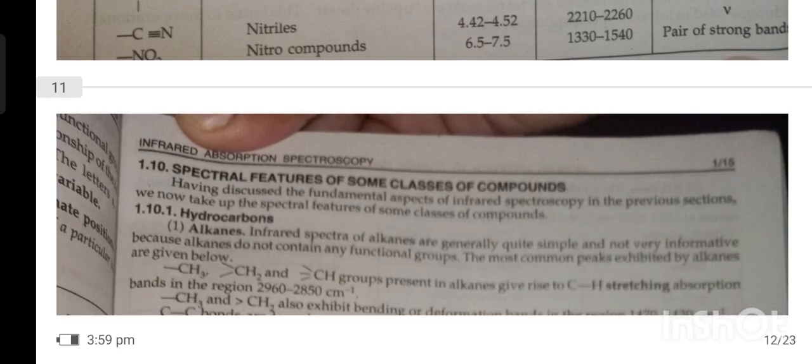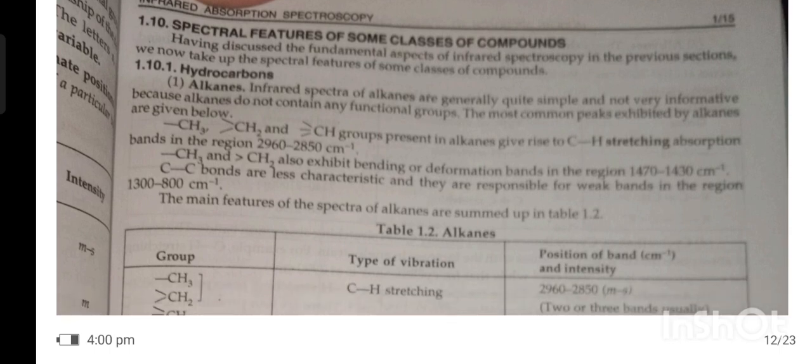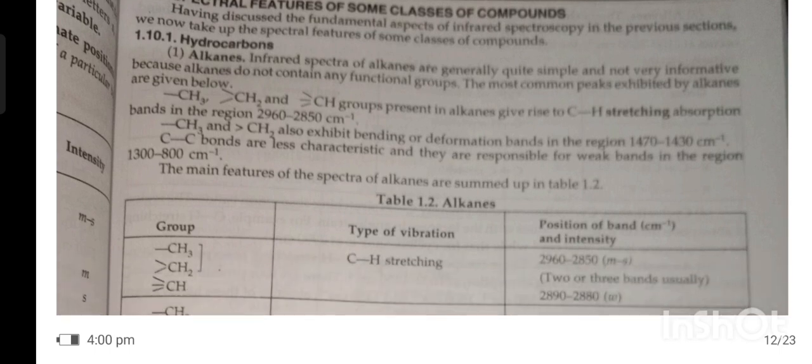Spectral features of some classes of compounds. Having discussed the fundamental concepts of infrared spectroscopy in the previous session, we now take up the spectral features of some classes of compounds. Hydrocarbons, alkanes. Infrared spectra of alkanes are generally quite simple and not informative because alkanes do not contain any functional group. The most common peaks exhibited by alkanes are given below.